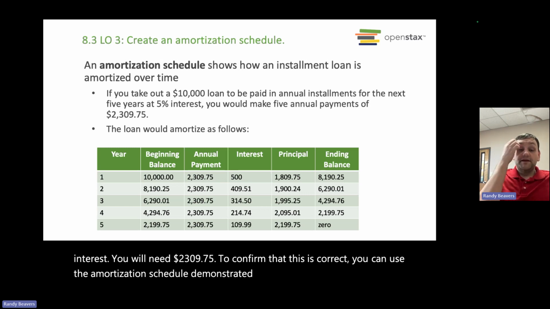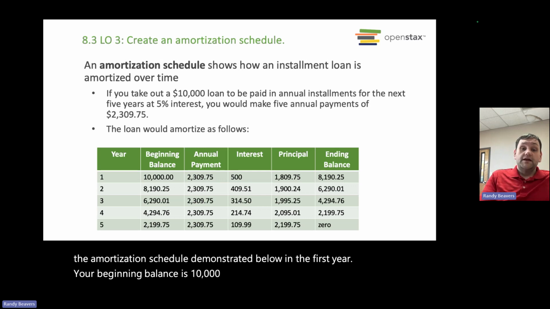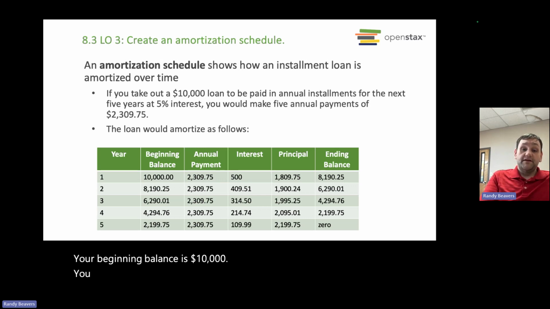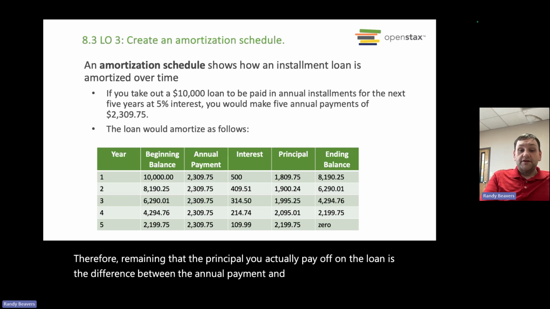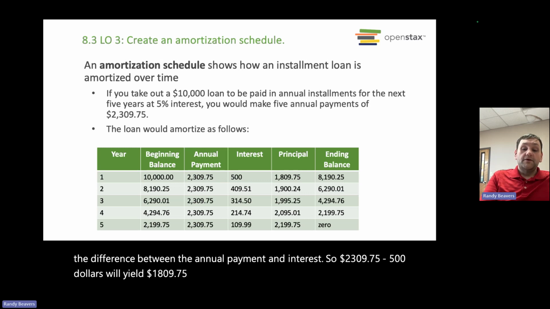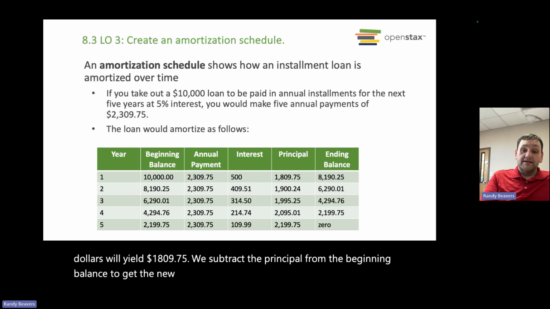To confirm that this is correct, you can use the amortization schedule demonstrated below. In the first year, your beginning balance is $10,000. You pay $2,309.75. Since it's 5% annual interest, 5% of 10,000 is 500. Therefore, the principal you actually pay off on the loan is the difference between the annual payment and interest. So $2,309.75 minus $500 will yield $1,809.75. We subtract the principal from the beginning balance to get the ending balance for the year at $8,190.25.